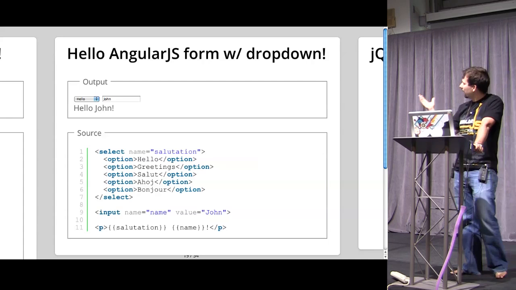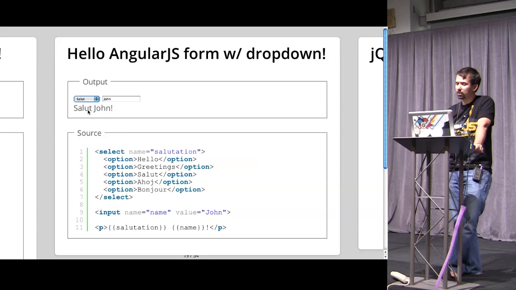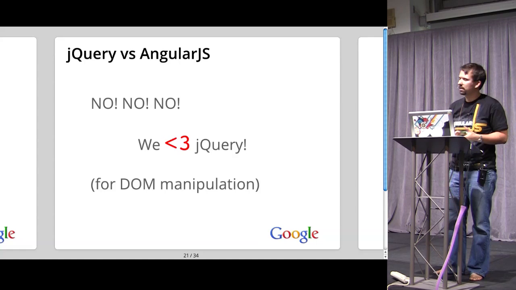If I wanted to have the same exact behavior where the greeting can be selected, I really just have to define my outputs and they automatically get copied to what I want. Again, think like a spreadsheet, right? So am I really saying that jQuery is not that good? And the answer is no. We love jQuery. As a matter of fact, Angular is built on top of jQuery. It uses jQuery to manipulate the DOM for you.